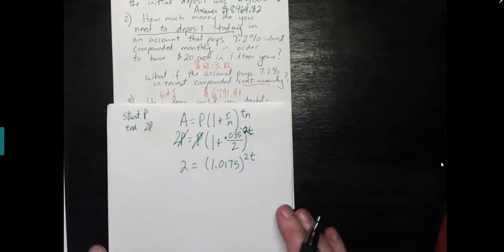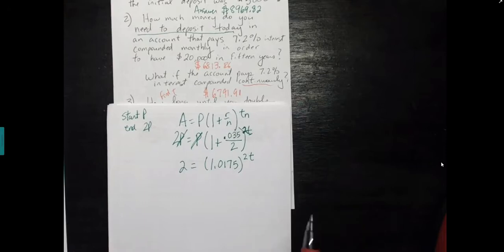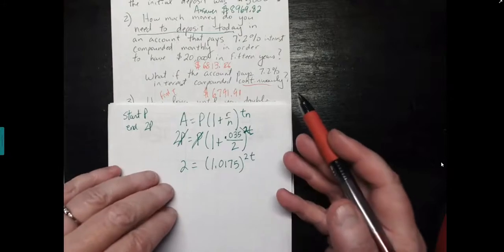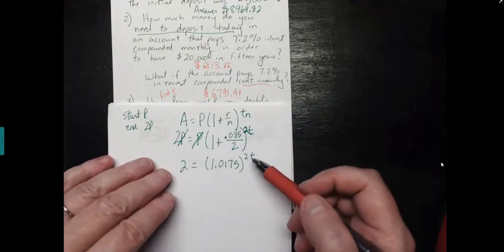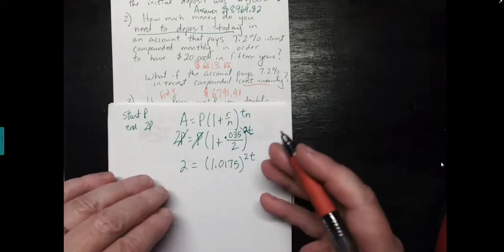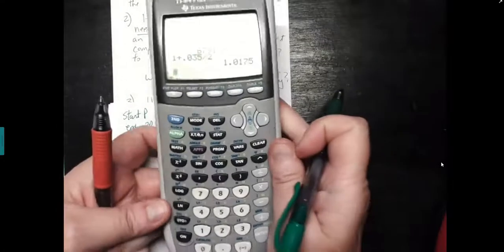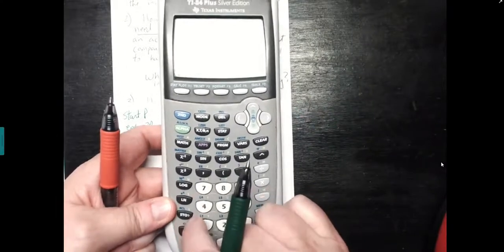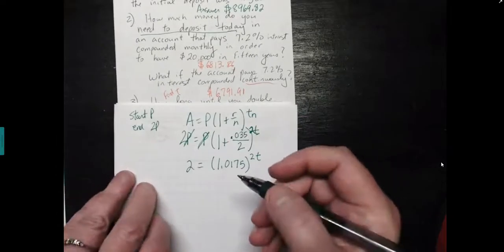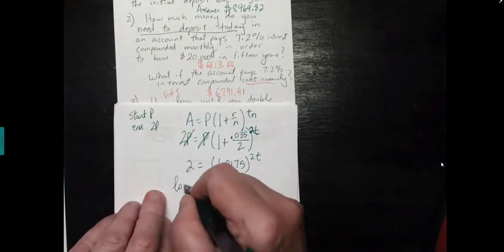Alright, and what I might do now, there's different ways that you can solve this. I could change it into logarithmic form, because it's an exponential. Or what I'm going to do is take logarithms of both sides. Now, my calculator only does direct logarithms in base e or base 10. I'm going to take base 10 of both sides.